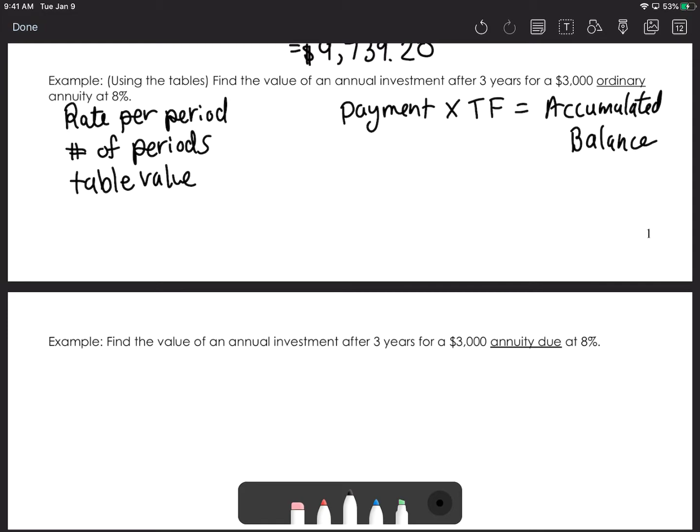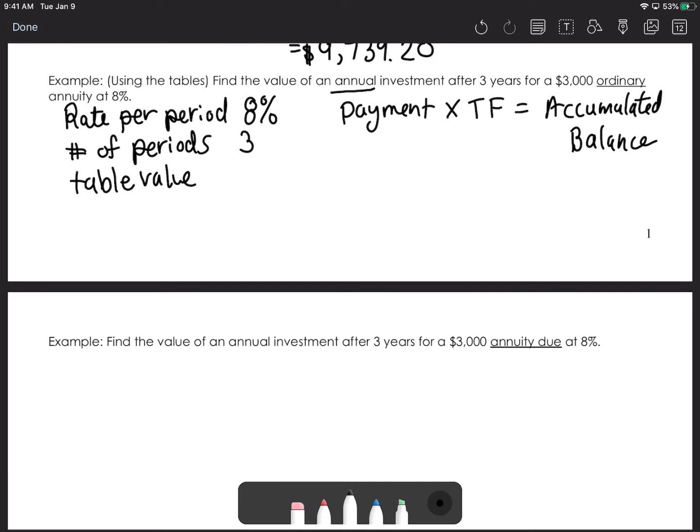So working the same problem that we just did above by hand, step by step, we're now going to do that same problem using the tables. So if we have an annual annuity, and the rate is at 8% per year, since each year is considered a period, then the rate per period is going to be 8%. Since we're doing this annually for 3 years, this is going to be 3 periods.